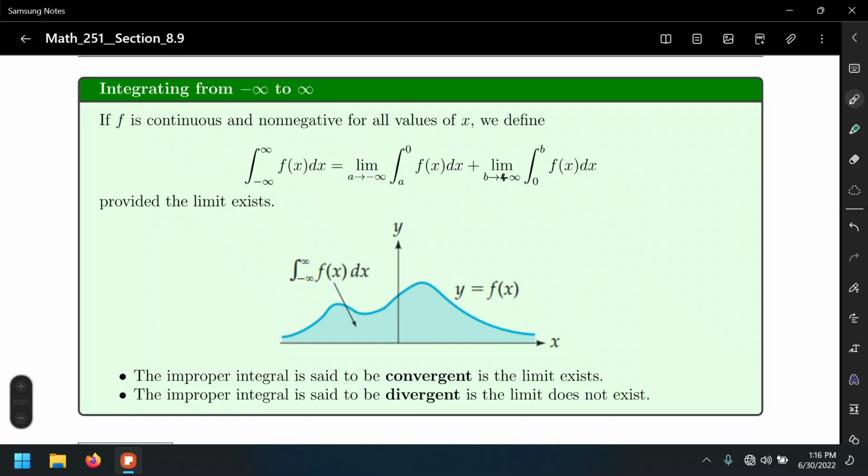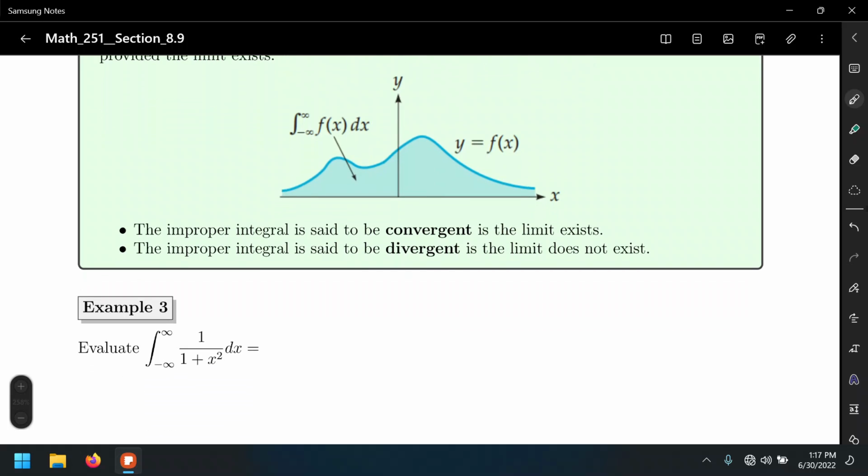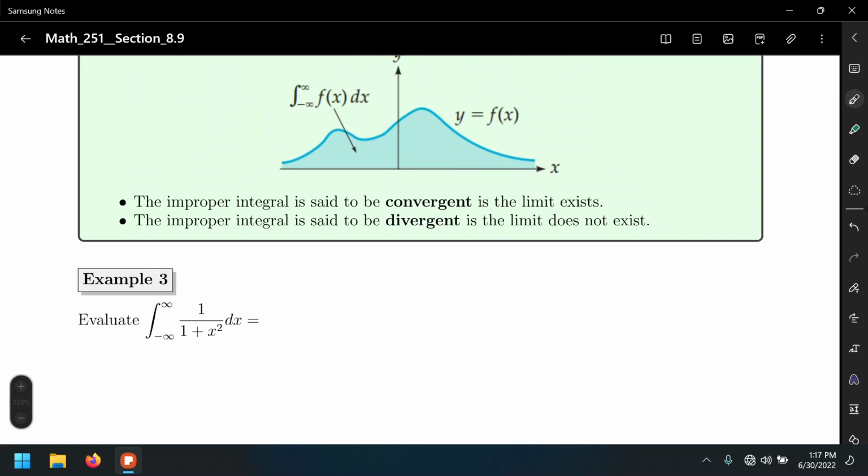convenient to split the problem into two separate integrals. In this case, I split the problem from a to 0 and then from 0 to b. But it could be a different value. I'm going to make a distinction when we make those changes. I'll show you later. And as usual, the improper integral is said to be convergent if the limit exists. That is, our final answer is a finite value. But otherwise, if the final answer is infinity, the integral is said to diverge.